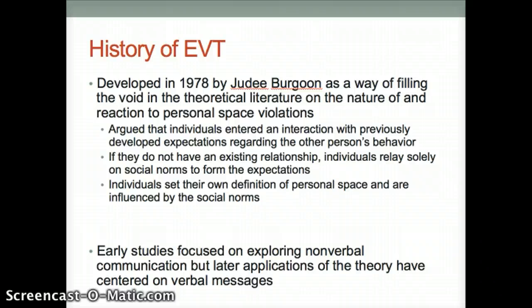Expectancy violations theory was developed by Burgoon and her colleagues in 1978 as a way of filling the void in the theoretical literature on the nature of and reaction to personal space violations. They argued that individuals entered an interaction with previously developed expectations regarding the other person's behavior. If they do not already have an existing relationship with this individual, they rely solely on social norms to form the expectations. In general, individuals set their own definition of personal space and are influenced by social norms.